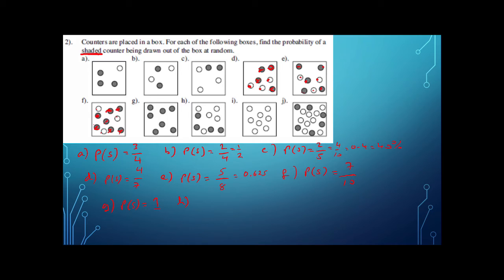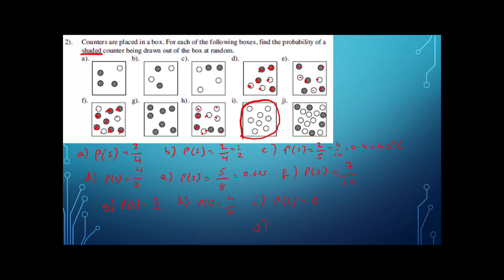H. Probability of a shaded counter. How many counters are there? 1, 2, 3, 4, 5, 6, 7, 8, 9. How many are shaded? 1, 2, 3, 4. 4 ninths. I. Probability of a shaded counter. Now I can see that there are no shaded counters. The number associated when something is impossible as a probability is 0.